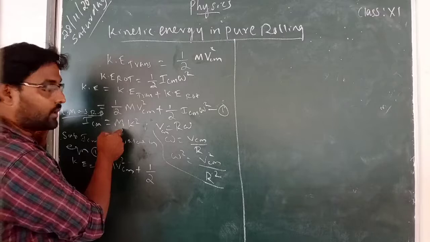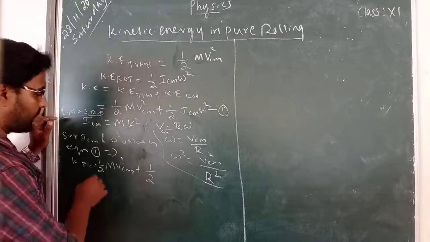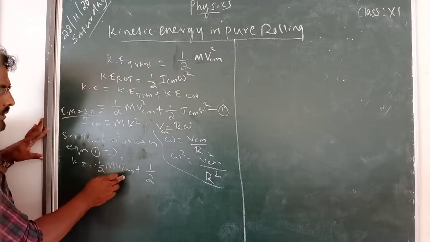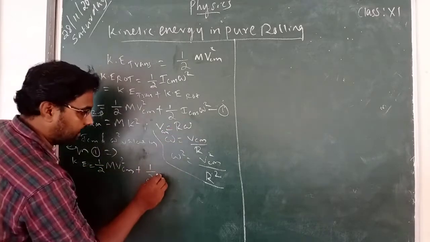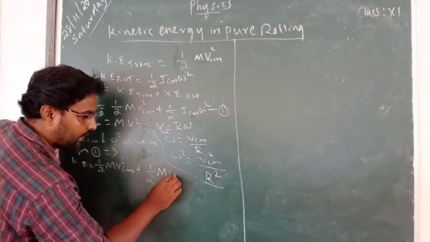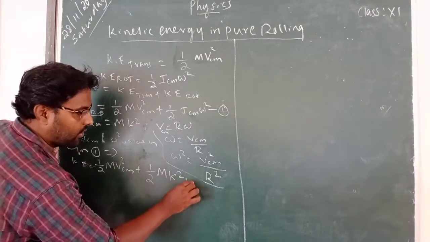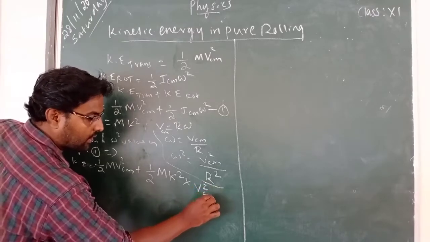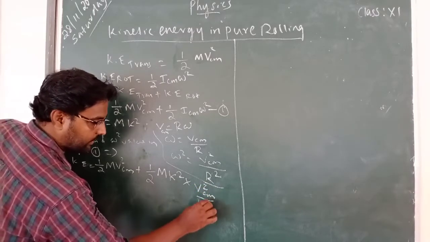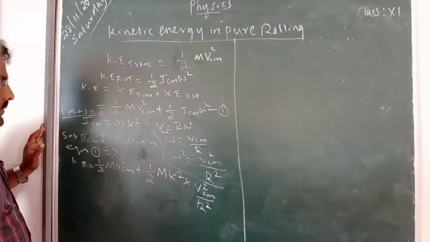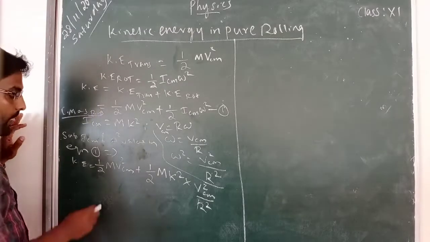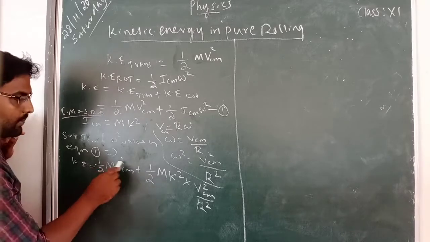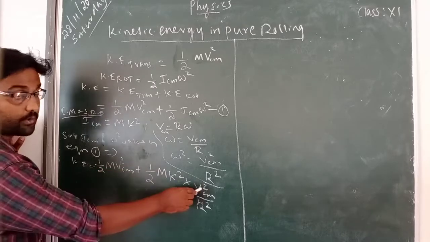What is m k square? The moment of inertia formula, that's what we are finding. Now half m v square cm plus, instead of I CM, m k square into omega square, which means v square by r square. Now you see here, half m v square.